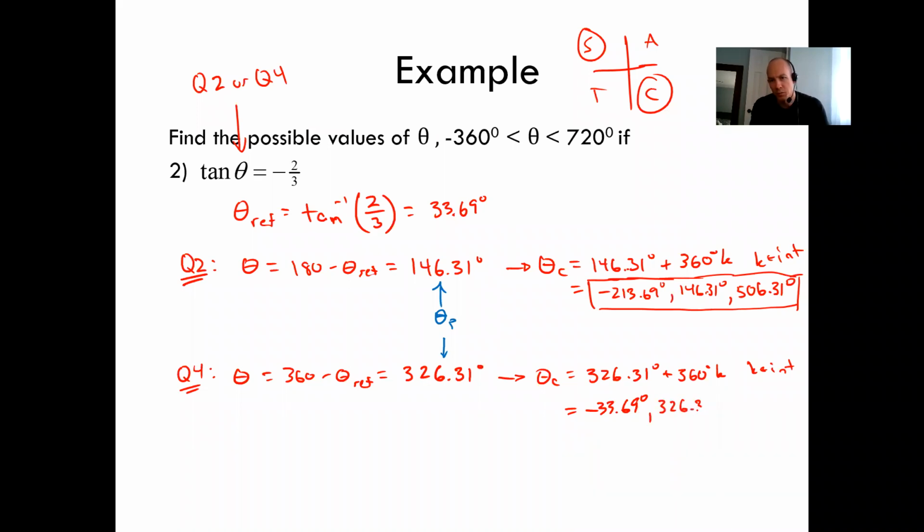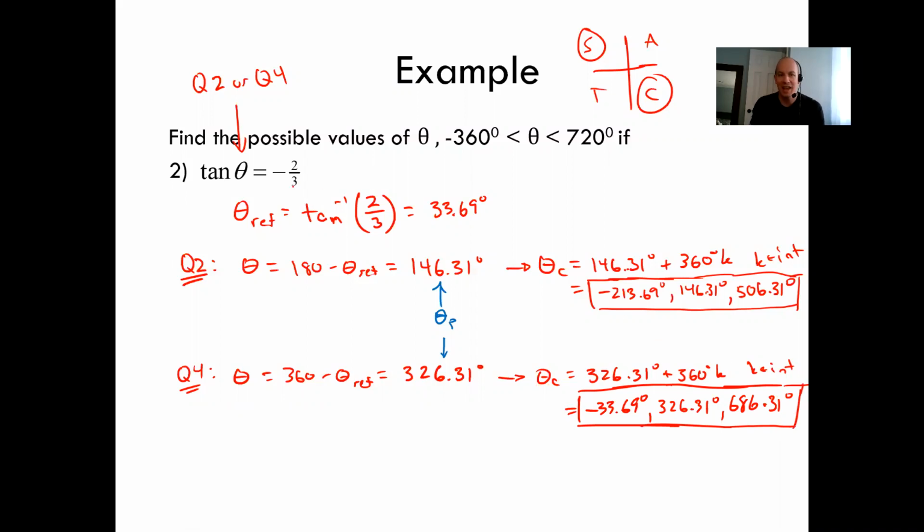I don't need to work with the middle one. And I can already tell that if I subtract any more multiples, I'll get less than -360, and if I add any more, I'll go beyond 720. Okay, so there we go. How many answers are there to this question? It turns out we have 6 possible angles.